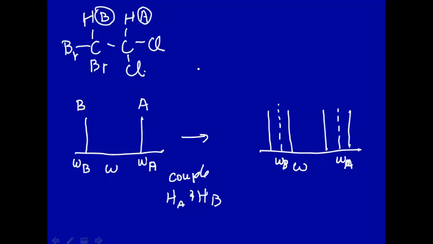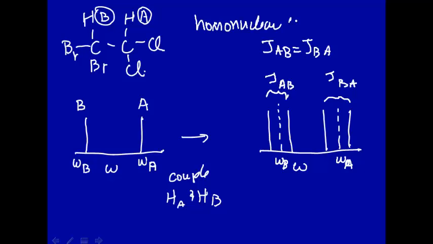So each proton here is split. We have a coupling constant here, J, and we'll call this JAB. And here we have coupling constant JBA, and JAB is equal to JBA, just like we had for the proton C13 coupling. So this is an example of homonuclear coupling.